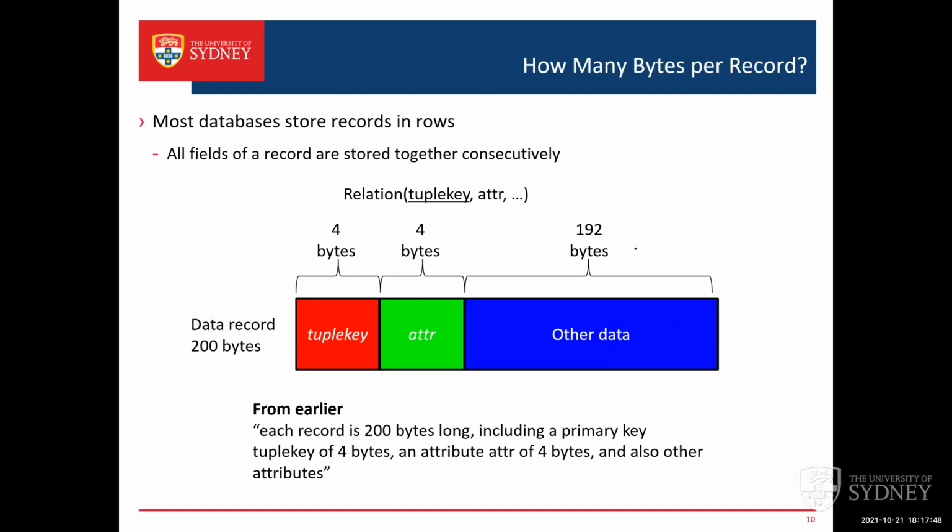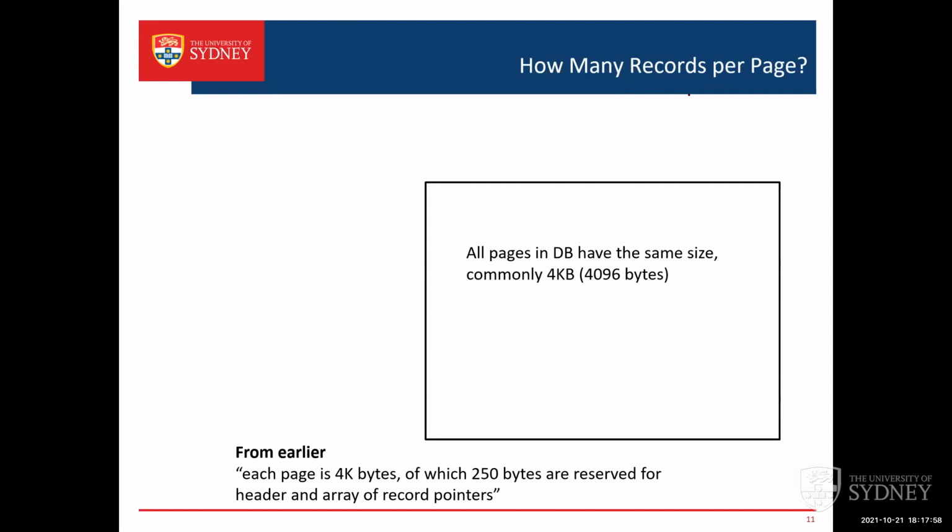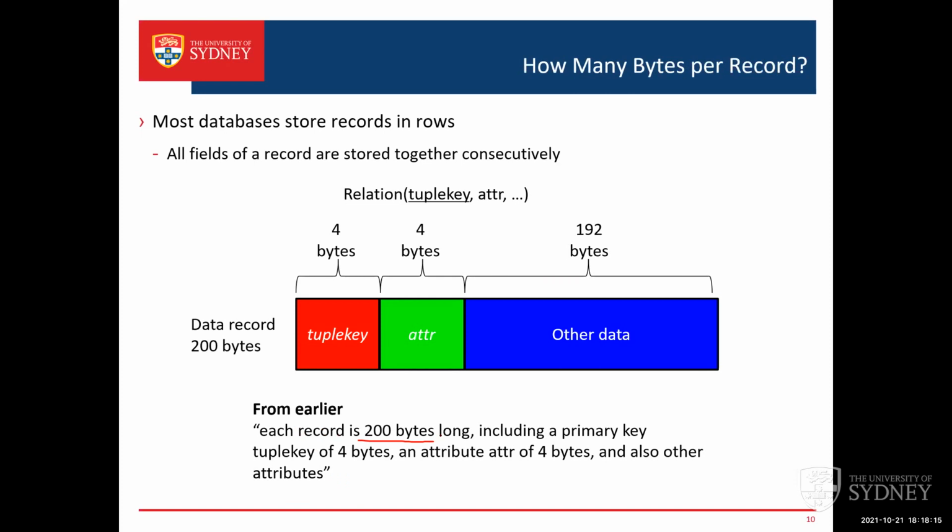So the first question is already answered for us: how many bytes per record? The question says each record is 200 bytes long. The second question was how many records per page can we store? We assume that every page is 4 kilobytes in size, and each record is 200 bytes long.